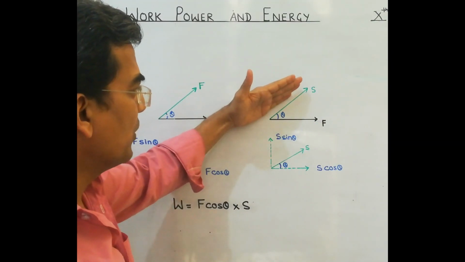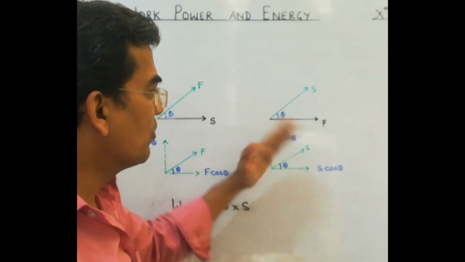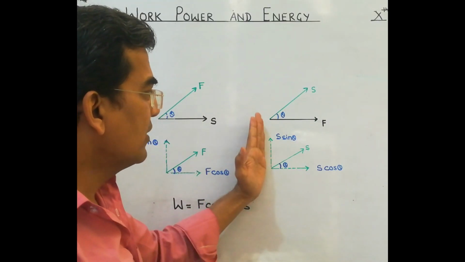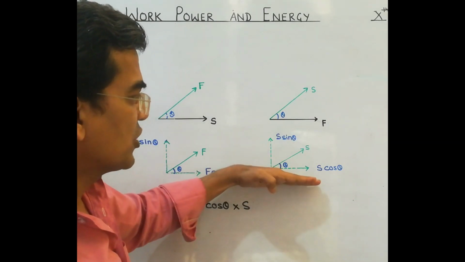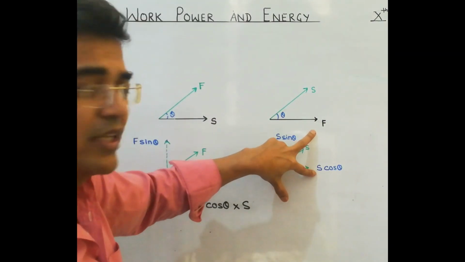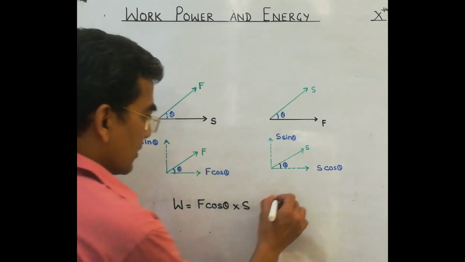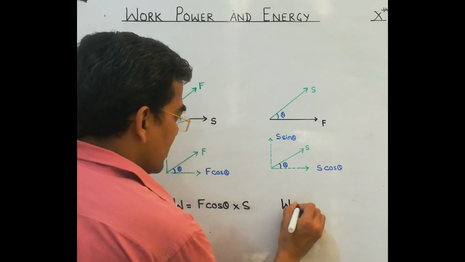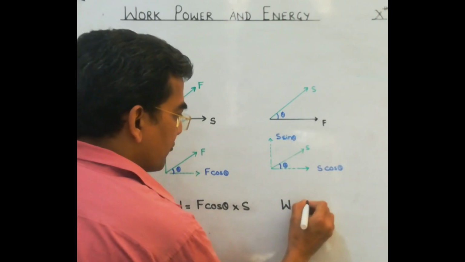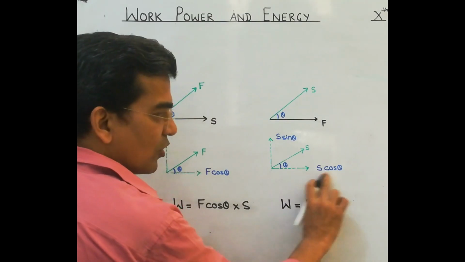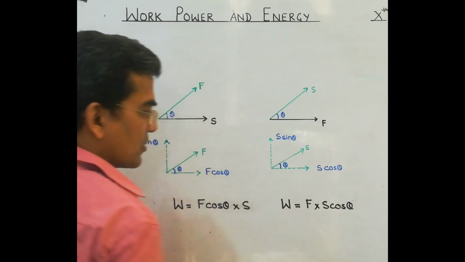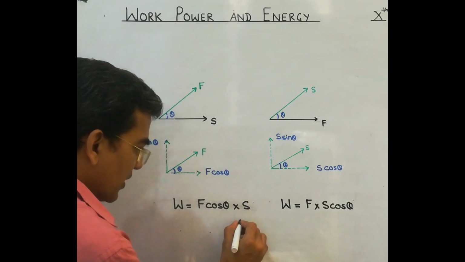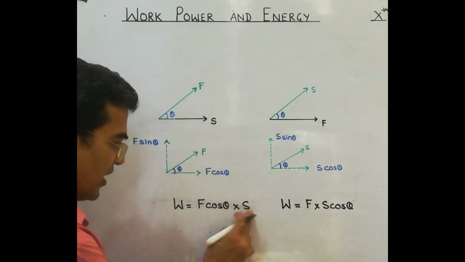So what we will do, we will break this displacement into two components, horizontal and vertical. Now this horizontal component of displacement is in the direction of the force. So we are going to multiply these two to get the work done. So the work done is equal to force F, and then the component of displacement in the direction of force. So from these two formulas together, you can write it as F S cos theta.